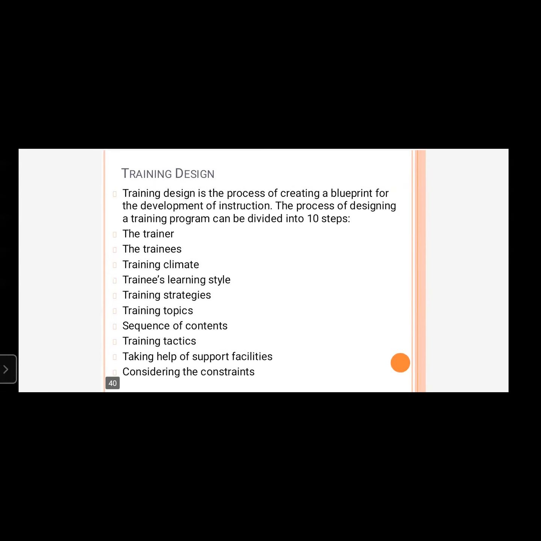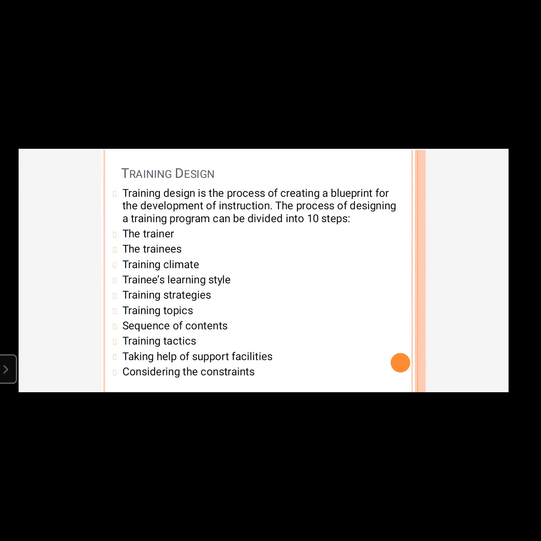Now training design, how a training design is prepared, that we will be discussing. Again, this is very general in nature, it is not specific. Training design is a process of creating a blueprint of the development instruction. The process of designing a training program can be divided into 10 steps. Again, these are general in nature. It varies from company to company. Generally, it consists of 10 simple steps that we will be discussing.